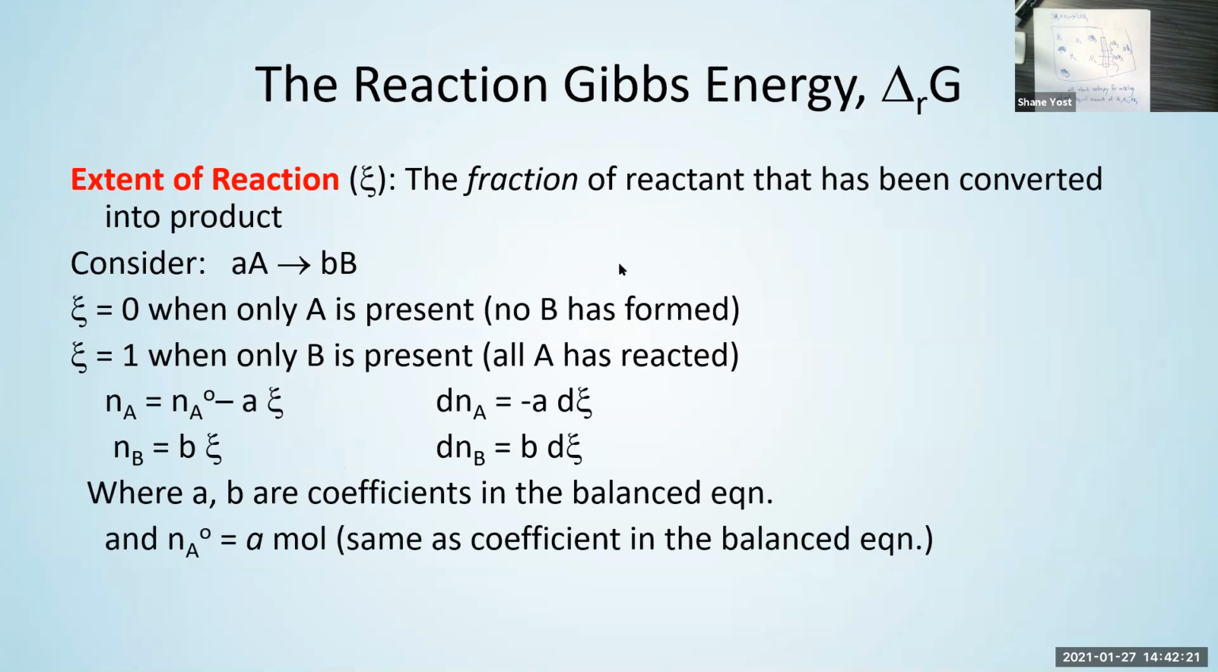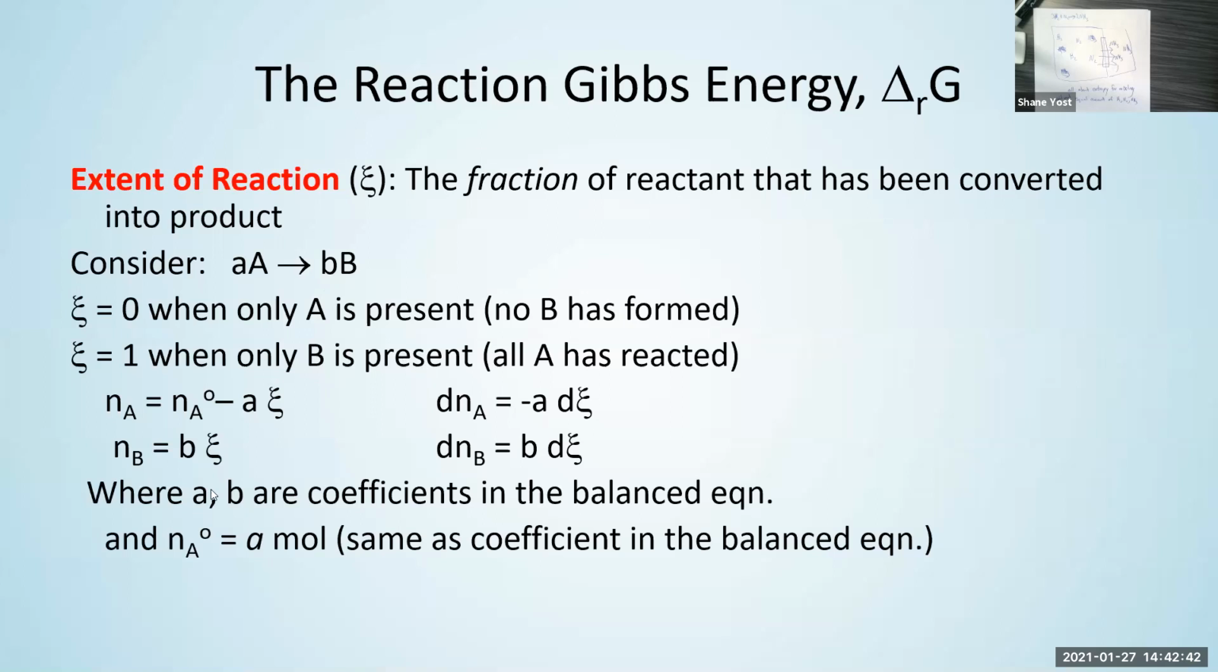Right. So think of the extent of my reaction as being 0 when all reactants are present, and 1 when all products are present, right? So think of this as the extent of the reaction being like the percent reacted: 0% all reactants, 100% all products. So 0 to 1. Okay.